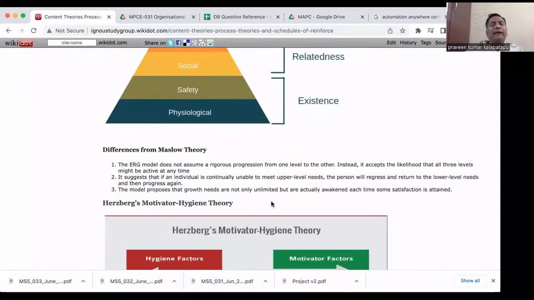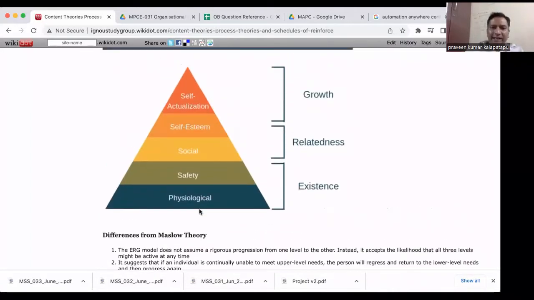In this model, unlike Maslow, it doesn't assume that individuals move up one level at a time. He doesn't say that individuals are going to move up like a ladder. Maslow talks about moving up the ladder. ERG says that all three could coexist at the same time. You might have a little bit of need related to existence, a little more on relatedness, and a little on growth. So all three could be existing in an individual at the same time.